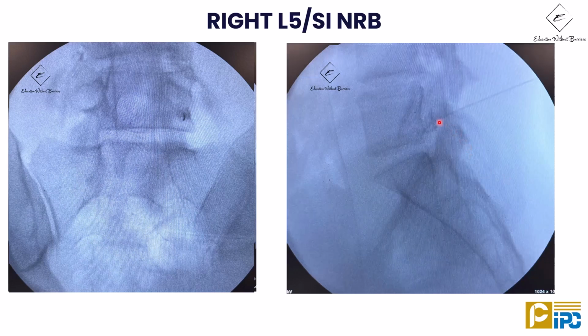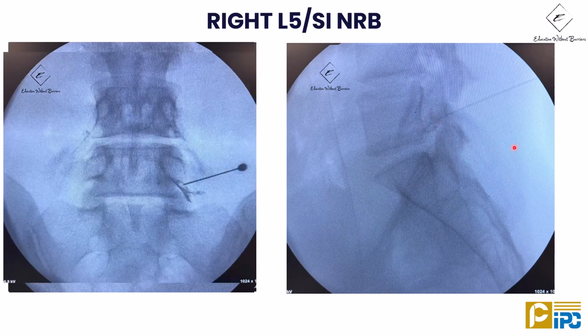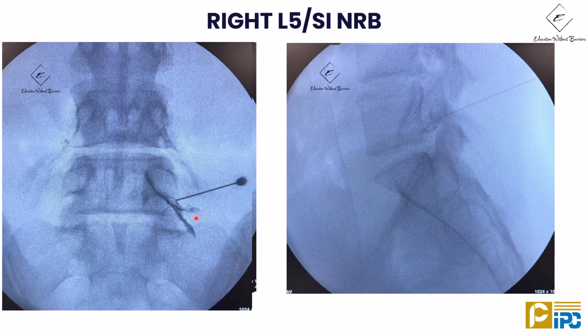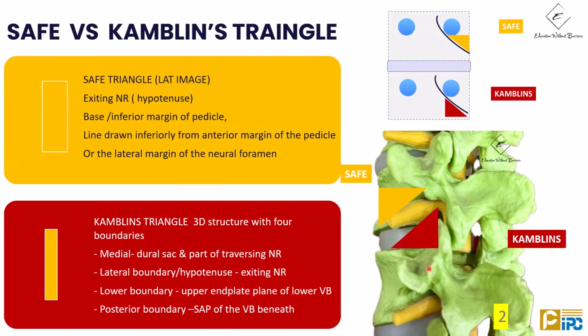Now you can see the contrast spreading, which has just come up over here. I'm happy with the contrast spread, so I'm going to go to the AP view. Again, I can now see the contrast spreading and going along the nerve root sleeve. And if I give a tiny bit more contrast, I can see an even better view. So that's the L5S1 nerve root block.